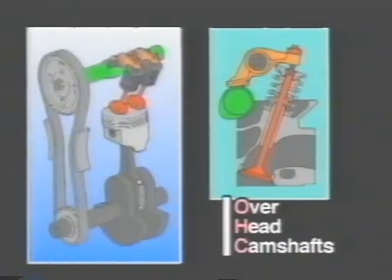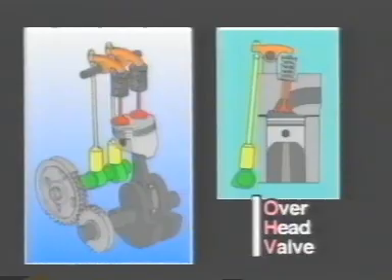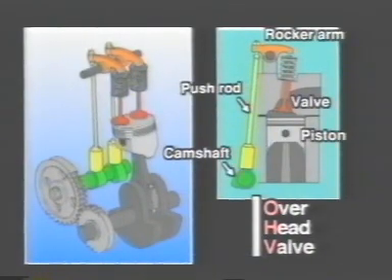The OHC overhead camshaft valve mechanism uses one camshaft to operate the valves and therefore requires rocker arms. The OHV overhead valve mechanism has a camshaft in the lower part of the cylinder block and therefore requires push rods and rocker arms. Despite its simple construction, this type of valve mechanism is hardly used today.